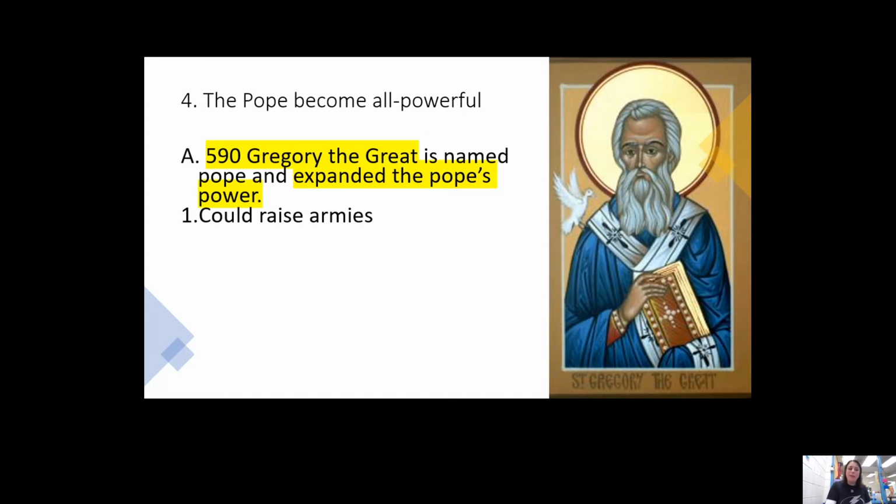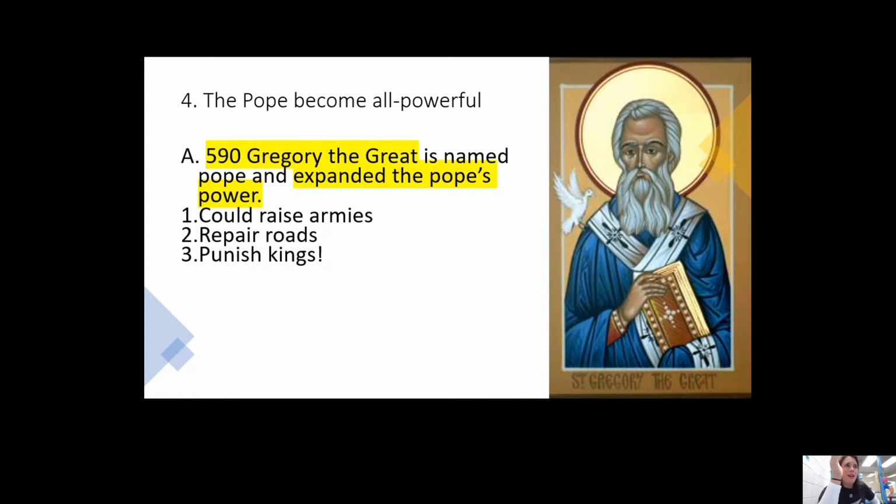So he's going to raise armies. He's going to repair roads and infrastructure. The Roman Catholic Church is going to become important for making sure people can get around. Also, punish kings.